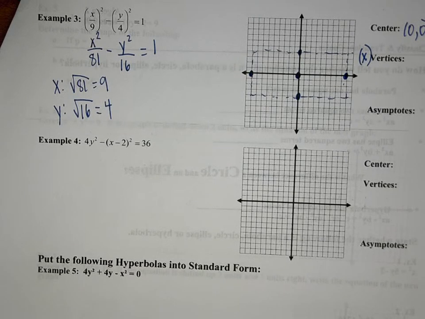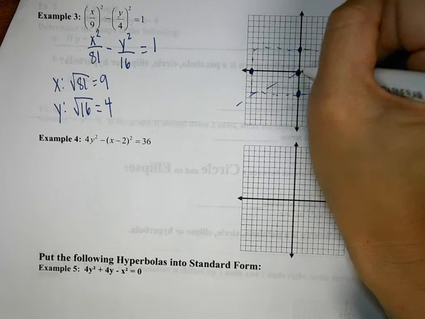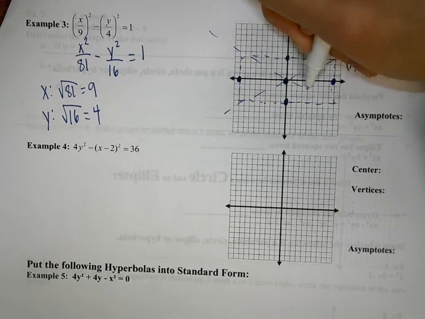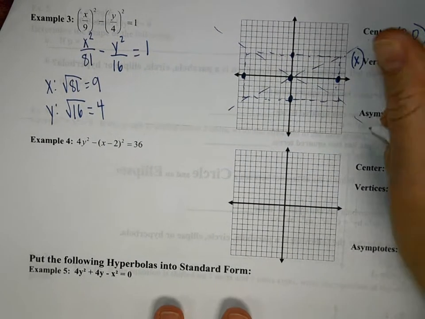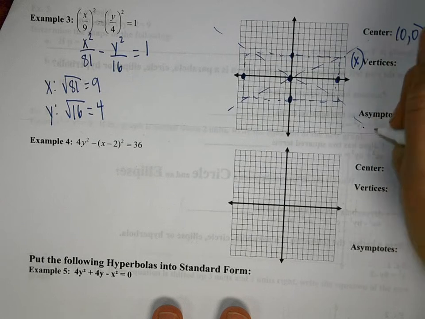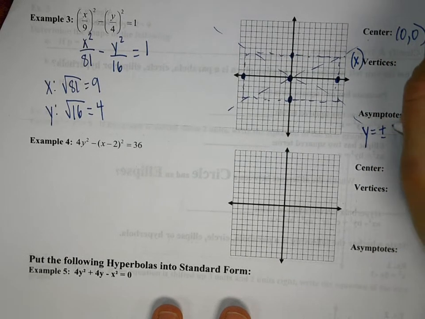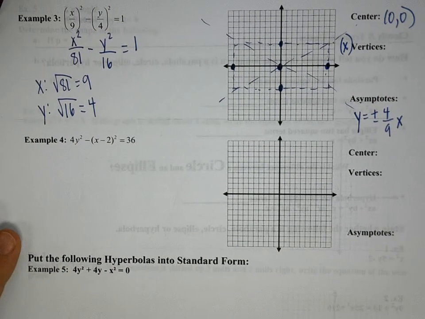Okay? So now once I have the box, what's the next thing I should do? Draw your asymptotes, and they go through the center point and the corners of the box. What is my equations for my asymptotes? 4, 0. I mean, no, 9, 0. Okay, y equals plus or minus 4 over 9x is correct. Are we all okay with where we're getting that equation?